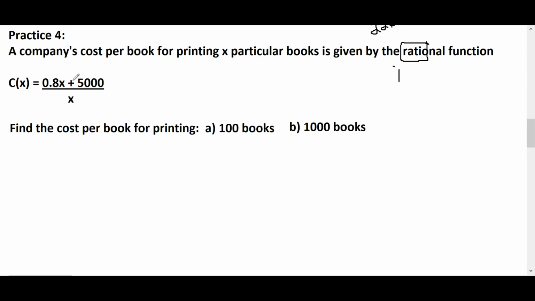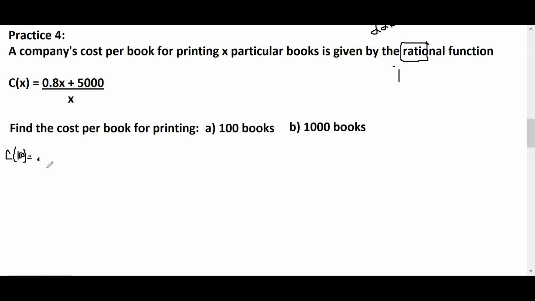So here I've got a numerator and denominator, and using this rational function, it says a company's cost per book for printing x particular books is given by the rational function. This is what it costs them to print a certain number of books. So find the cost per book for printing 100 books. So we'll use this function here to evaluate it. Down here I could write this, in functional notation, as C of 100.